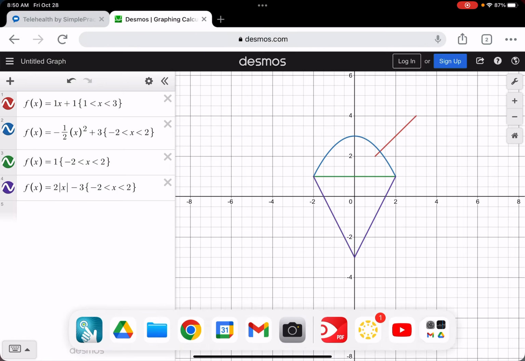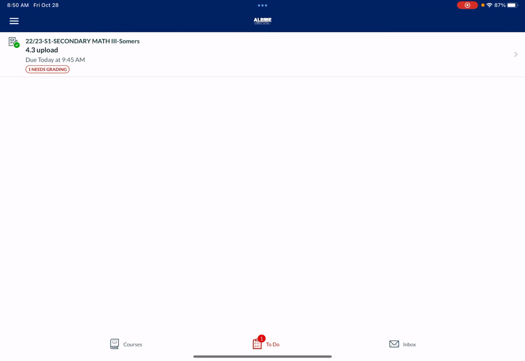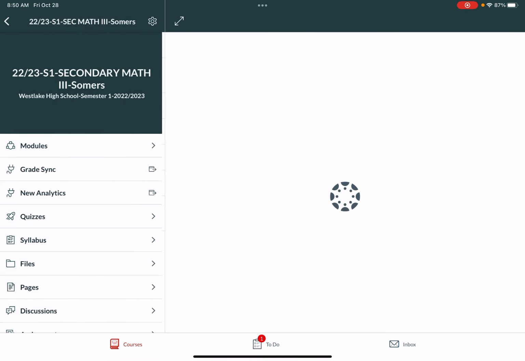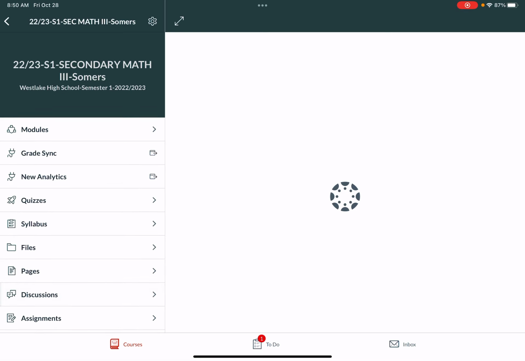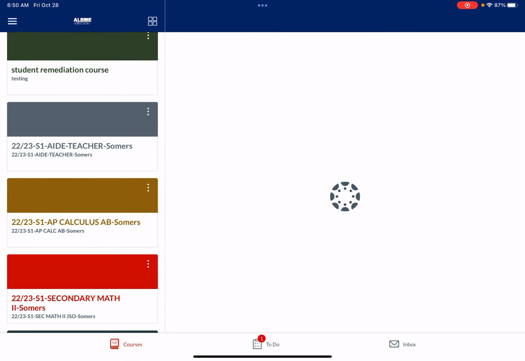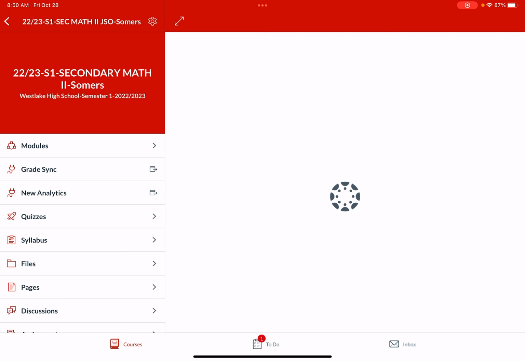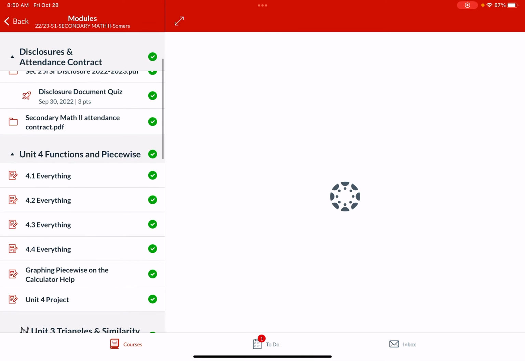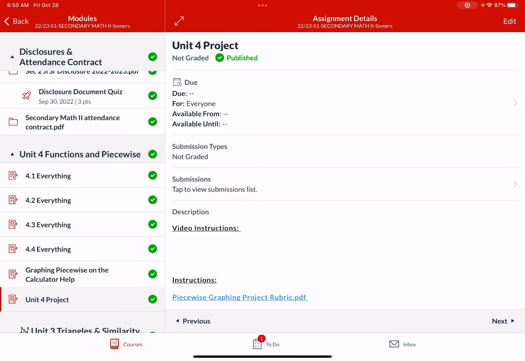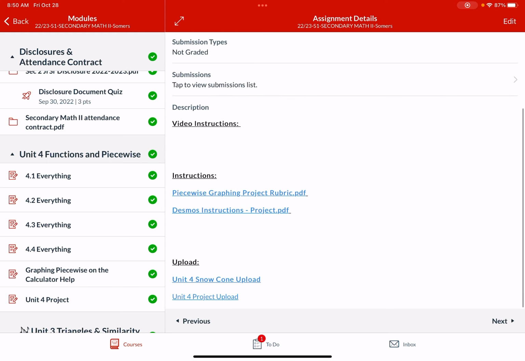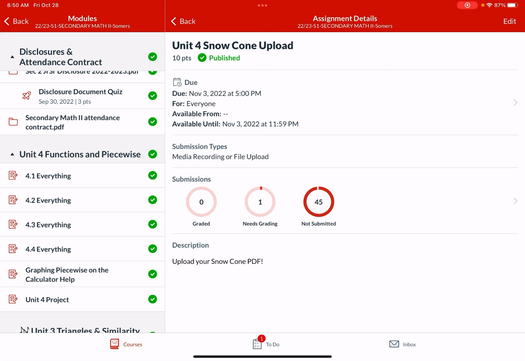Once you save it as a PDF, you're going to go to Canvas, Modules, and then you'll see in the Unit 4, there's a Unit 4 project. And then click on the Unit 4 snow cone upload. And that's where you're going to upload that PDF. So everyone should do that right now, and you'll get graded on this, okay?